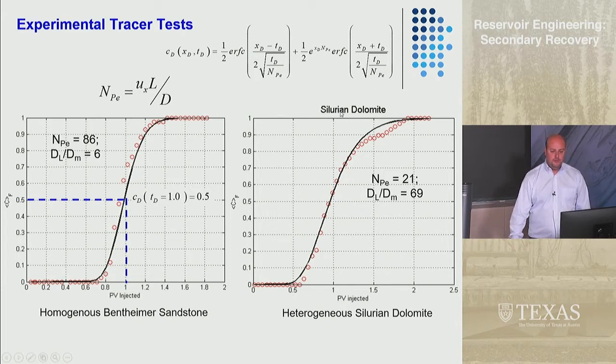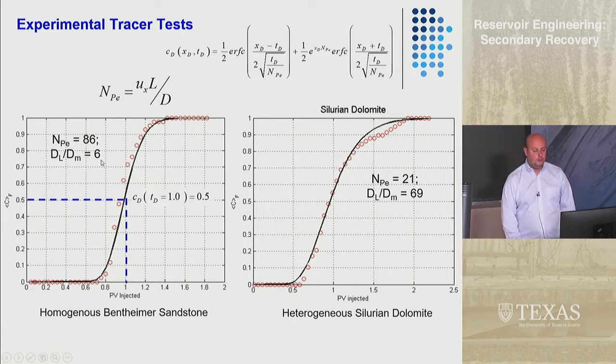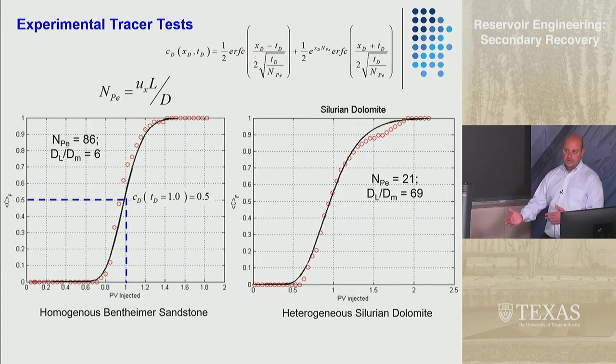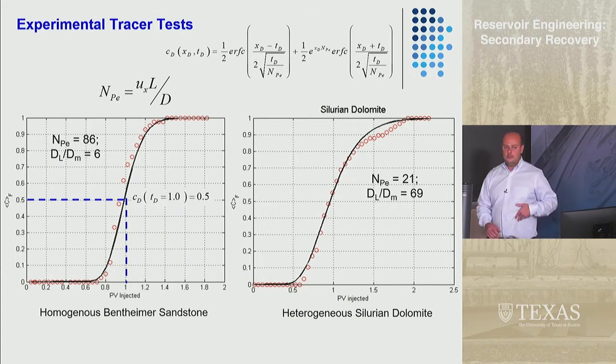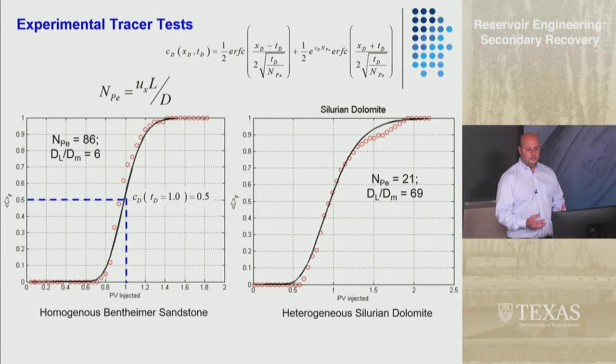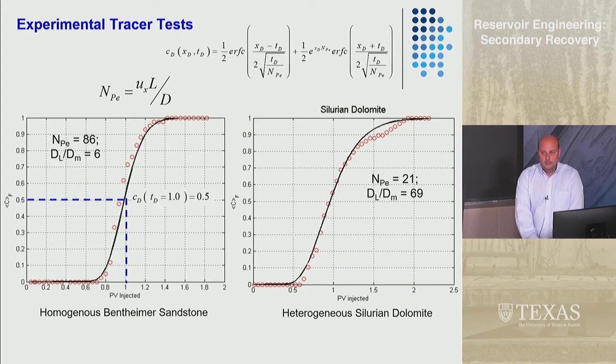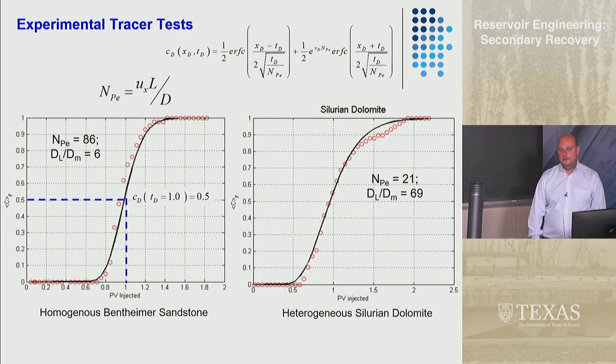It's not a perfect fit to the model, but the dimensionless dispersion coefficient is more than 10 times greater than what it was in the homogeneous Bentheimer sandstone. So that's typical. The more heterogeneous your porous medium, the earlier breakthrough you'll get and the more spreading you'll get. Okay, now what does that mean? That means for reservoirs that if you start injecting your component, then it's going to come out earlier.